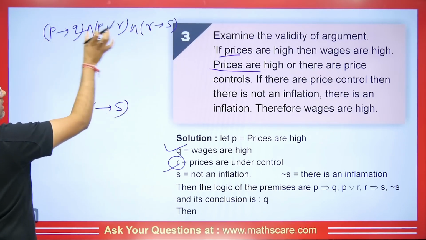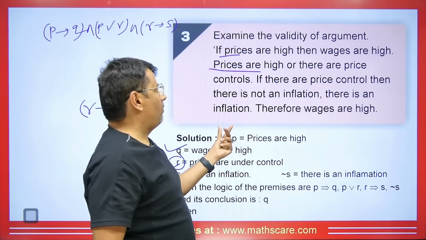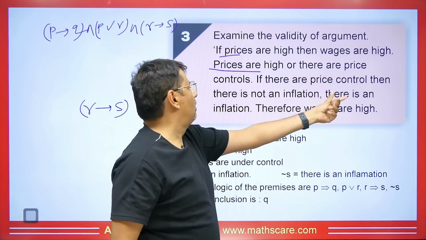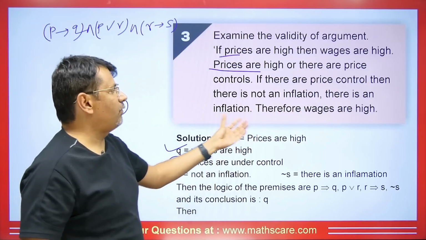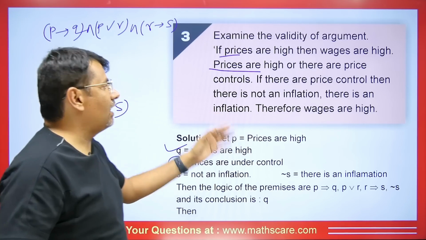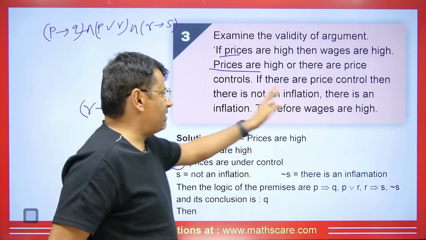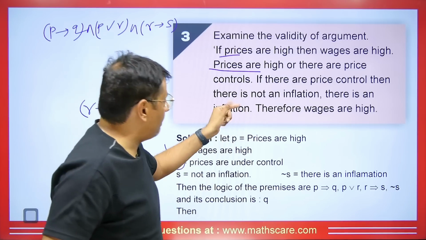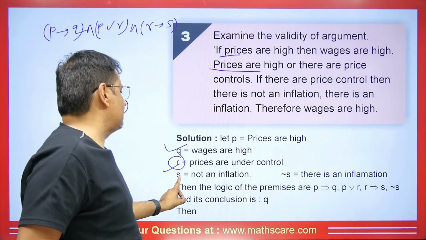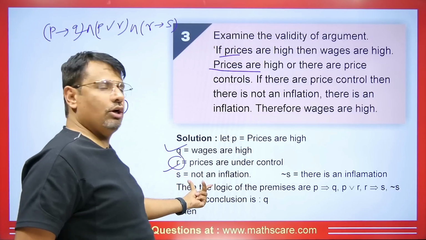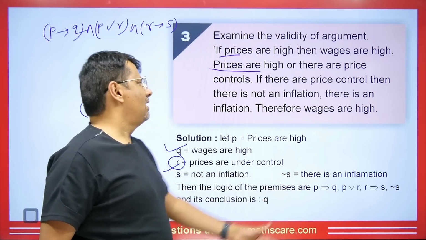So now we get this, this, and this. Let's move forward. There is an inflation. If there is a price control, then there is not inflation. Are you getting my point clearly? There is an inflation, therefore wages are high. So if we have inflation here, then what will happen to the wages? It will be high. Am I right, students? So listen, we have one more premise here, which is inflation, and we are denoting the term not inflation as S. All right, students. So what will be the negation here? It will be inflation.